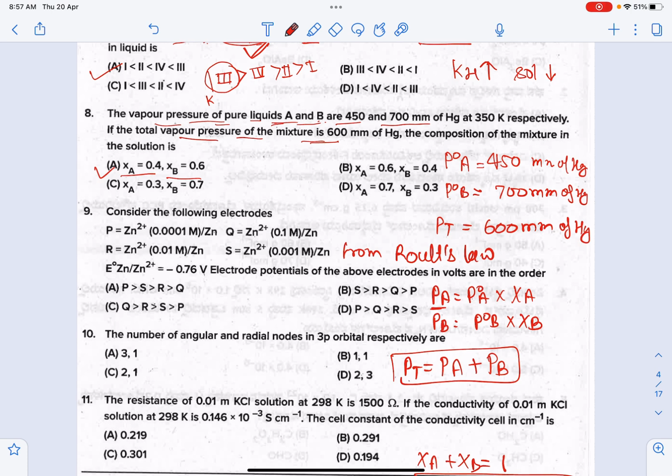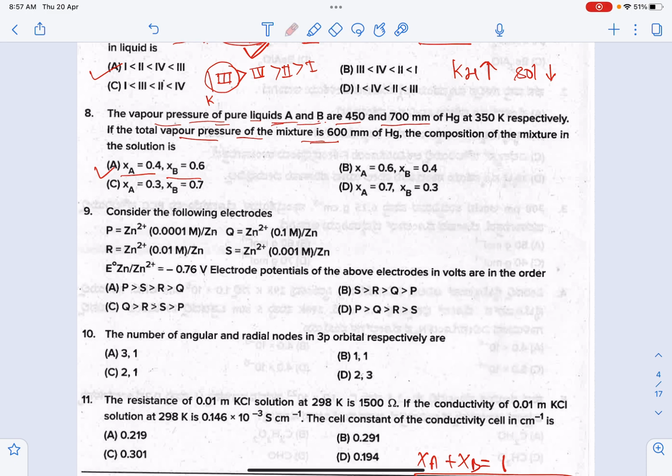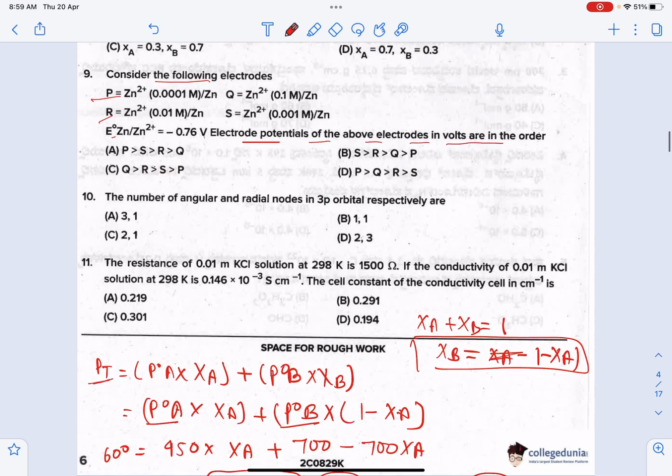Now the next question is: consider the following electrodes. Here the values of some electrodes are given, and it asks for the electrode potential of the above electrodes in volts, in order. Okay, now let's solve.